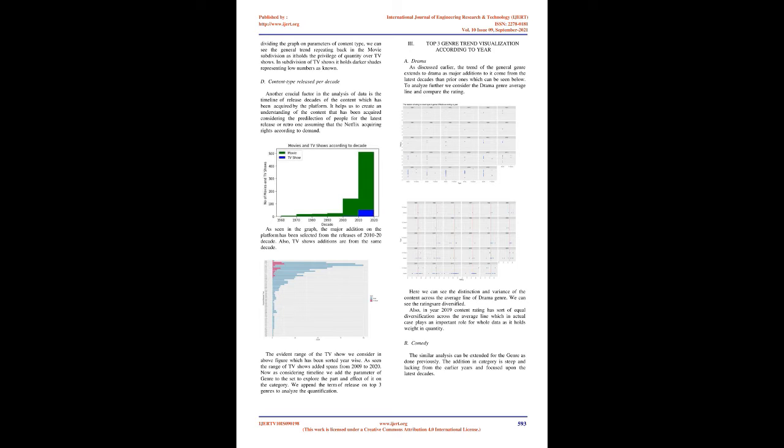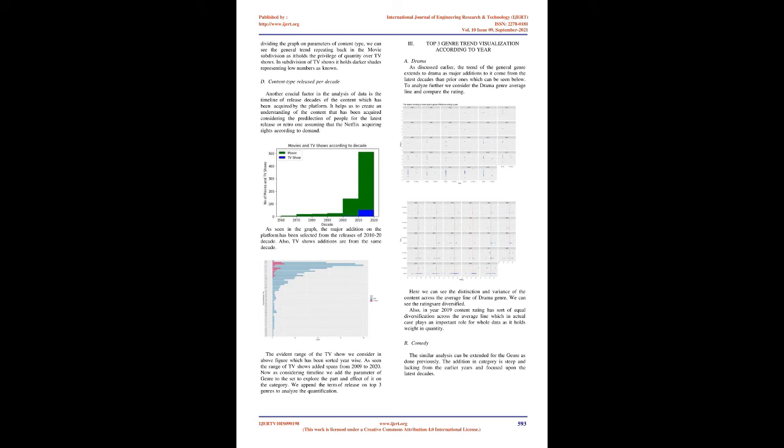On dividing the graph on parameters of content type, we can see the general trend repeating back in the movie subdivision, as it holds the privilege of quantity over TV shows. In the subdivision of TV shows, it holds darker shades representing low numbers, as known.